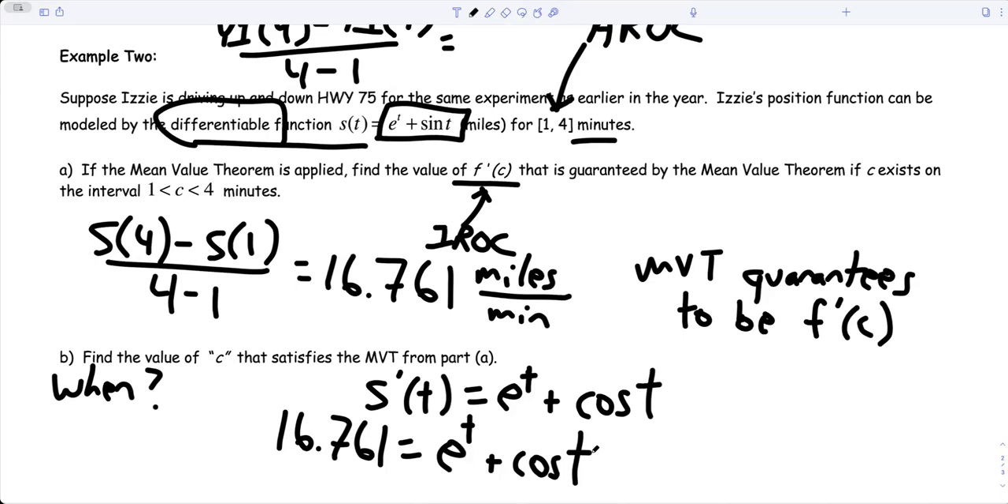Use your calculator. It's a calculator problem. Okay, so put 16.761 into y2. You could graph them and find the intersection. You're probably going to have to change the window settings though, right? Because this is 16.761, which is greater than the 10 by 10 standard window in your calculator. So put your y max at 20.